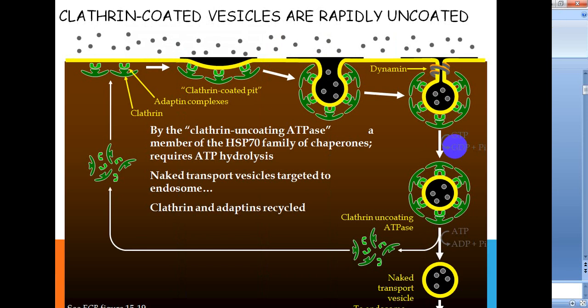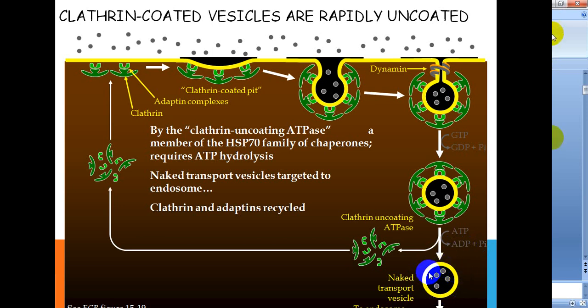These clathrin coated vesicles are rapidly uncoated. Here you see dynamin, and with the utilization of GTP and breakdown of GTP to GDP and inorganic phosphate, the clathrin coated vesicle is pinched off. And with the hydrolysis of ATP to ADP and inorganic phosphate, what happens? The naked transport vesicle is formed.